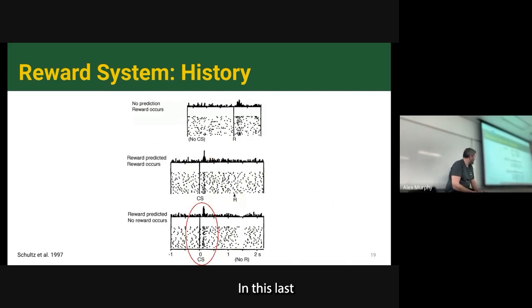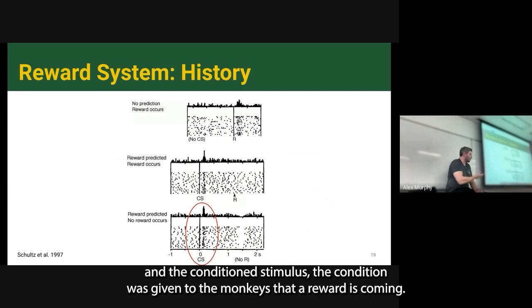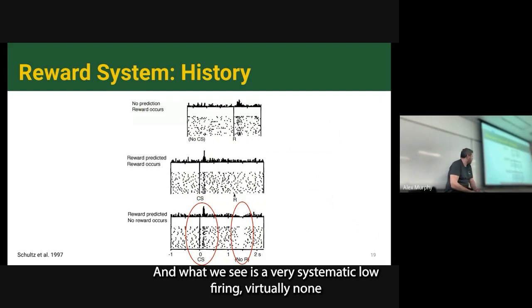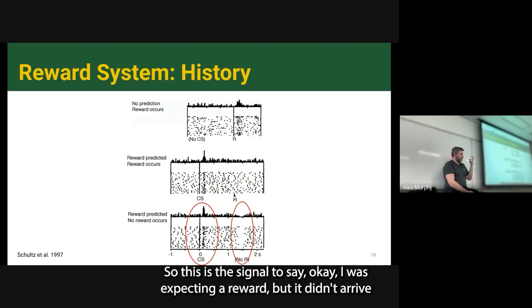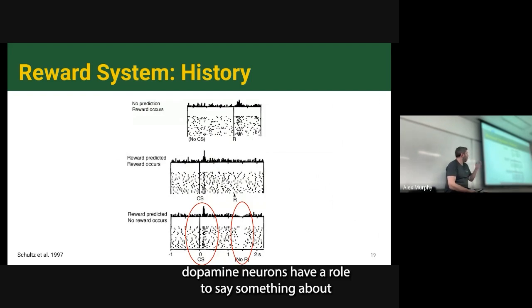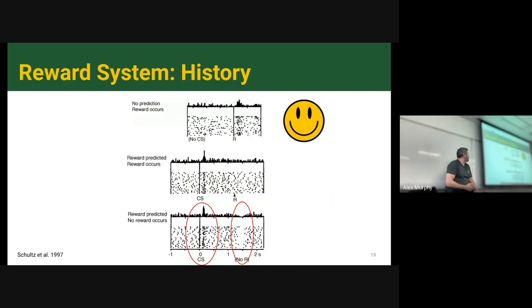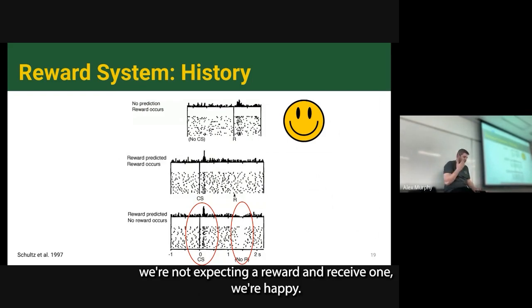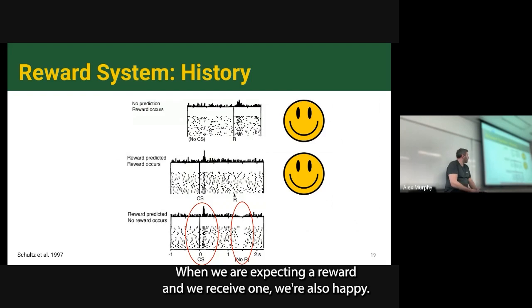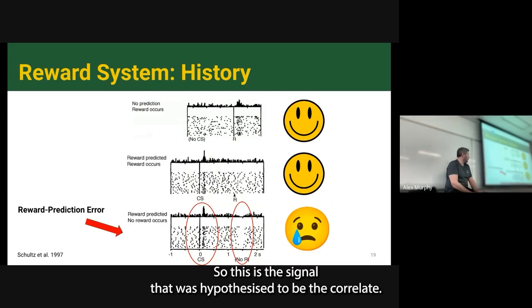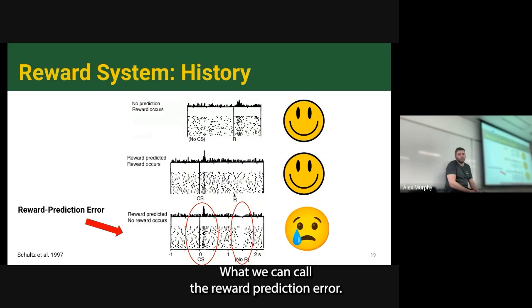In this last version, there was a prediction of reward at the conditioned stimulus. The condition was given to the monkeys to say a reward is coming, but then we don't actually present a reward. And what we see is a very systematic low firing, or virtually none. You see nothing in the histogram. This is a signal to say, okay, I was expecting a reward, but it didn't arrive. So these dopamine neurons have a role to play in expectation, or what we're going to call reward prediction errors. When we're not expecting a reward and we receive one, we're happy. When we are expecting a reward and we receive one, we're also happy. But when we're expecting a reward and we don't have one, we're quite unhappy. This is the signal that was hypothesized to be the correlate of what we can call a reward prediction error.